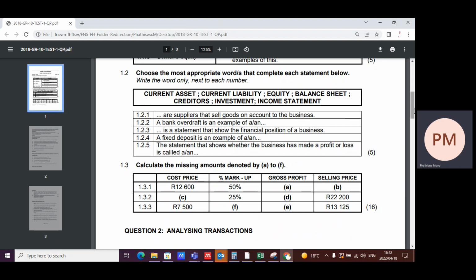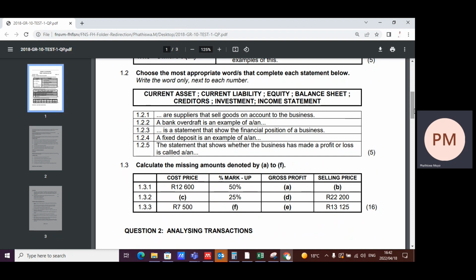Dash dash is a statement that shows the financial position of a business. I think the balance sheet. 1.24, a fixed deposit can be an example of a current asset if it's short term. If it's long term, it can be an example of investment. So any of the two, I would mark you right. 1.25, the statement that shows whether the business has made profit or loss, it's the income statement.